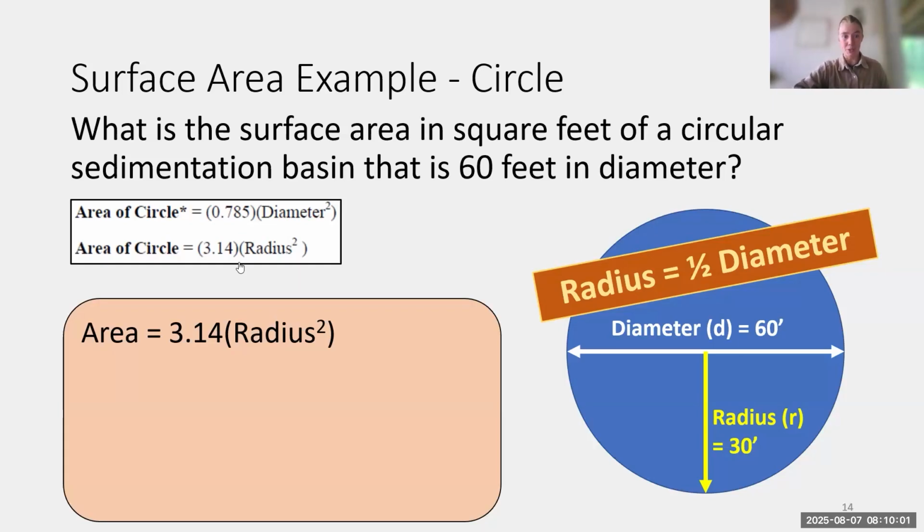3.14 is pi. So I would say pi r squared, pi times the radius squared, is going to give us the area of that circle. So we're going to work with that equation for this one. You could also use the top one if you wanted to.